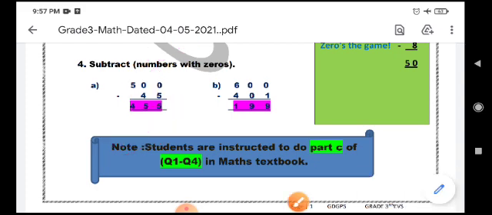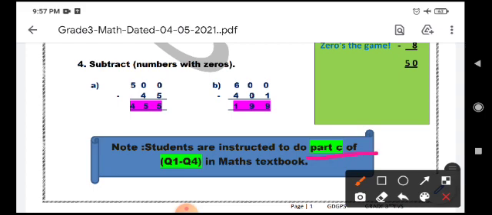Students, you are instructed to do part C from question 1 to question 4 in your maths textbook.